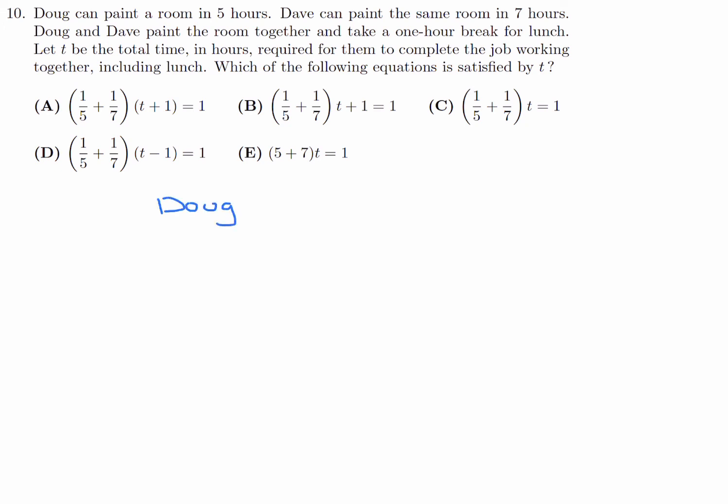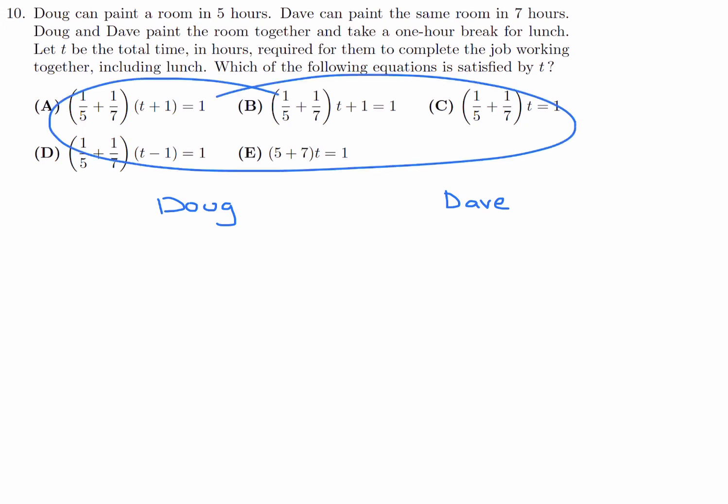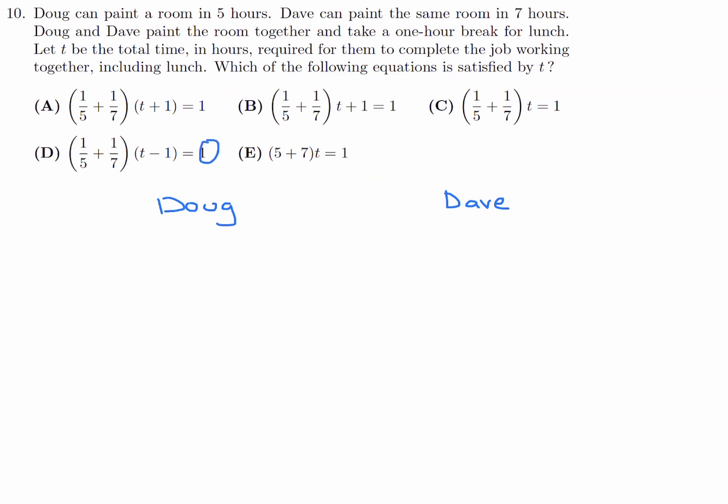So we got Doug and we got Dave. Now, this question, it'll help us if we give a little bit of a number. This is getting kind of abstract in my opinion, because you got all these ones here and you think, where do these ones come from? So let's say that the room has a total area of 35 meters squared. All right, just chose a very easy number to work with since we got 5s and 7s.